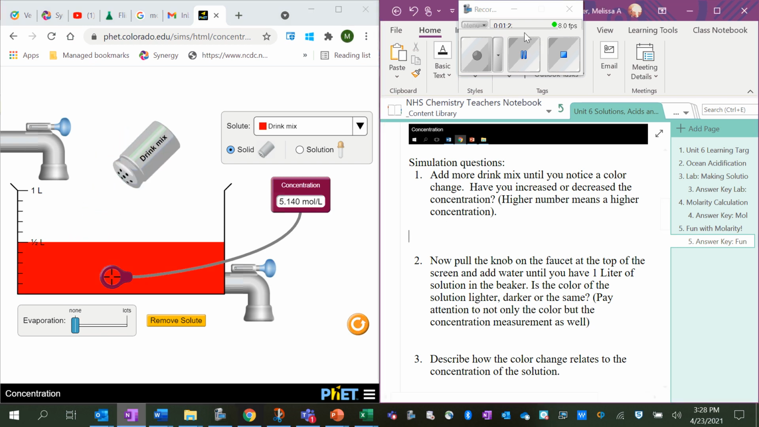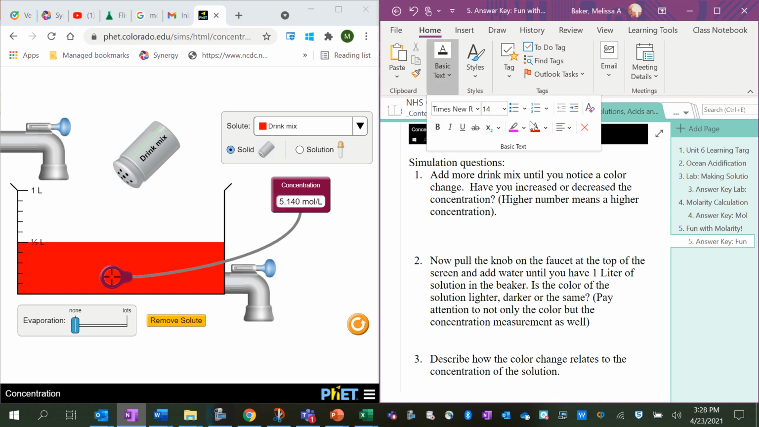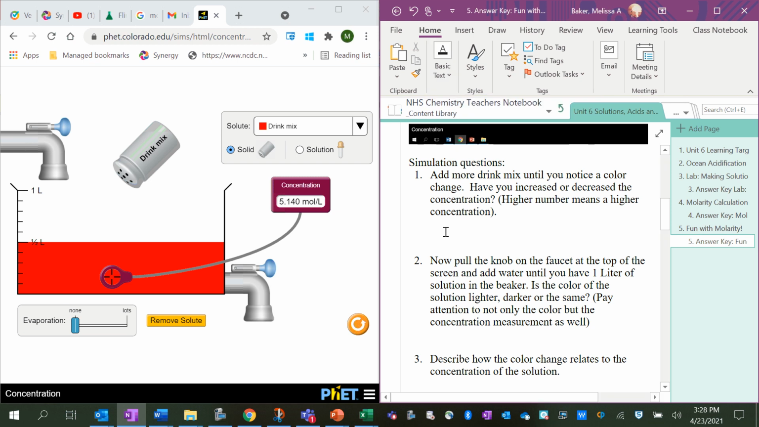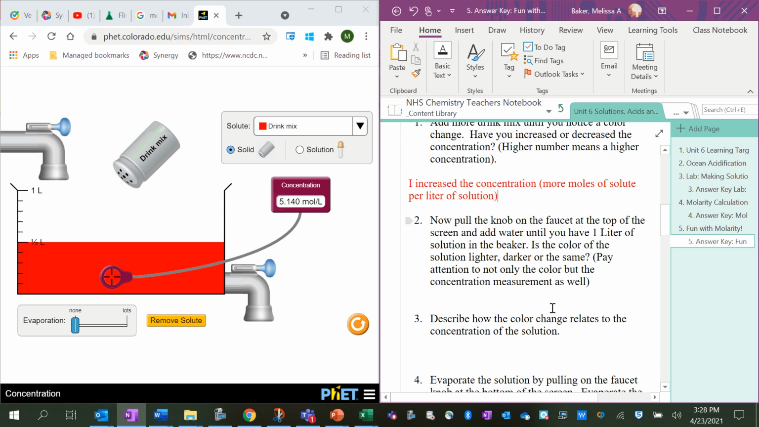Okay. Have you increased or decreased the concentration? So let's see, I'm going to make this in red. I increased the concentration, more moles of solute per liter of solution. That's the definition of an increased concentration.